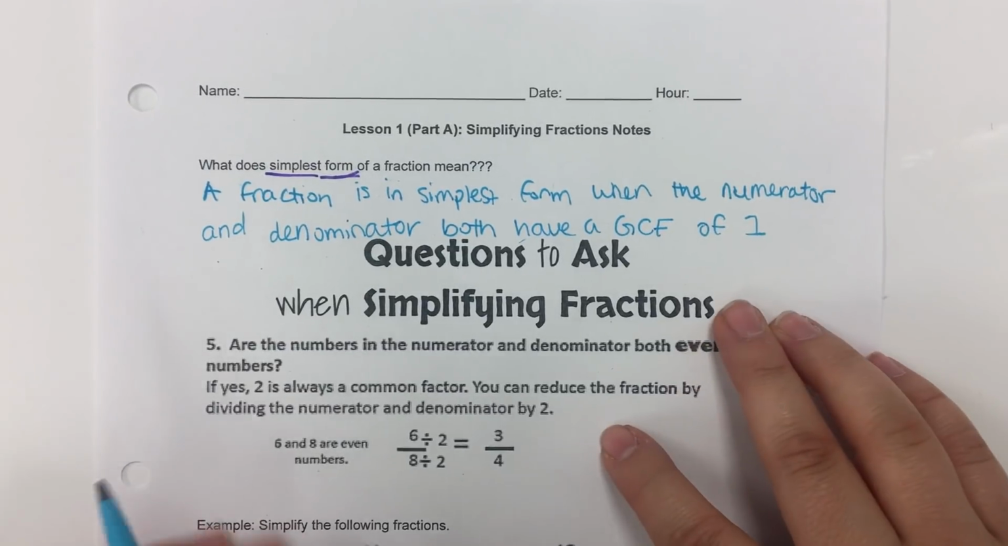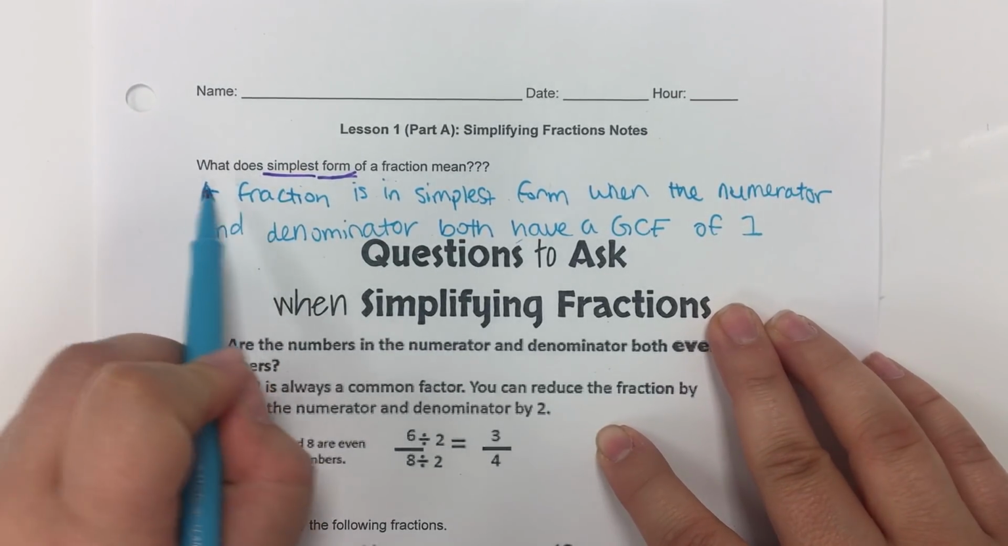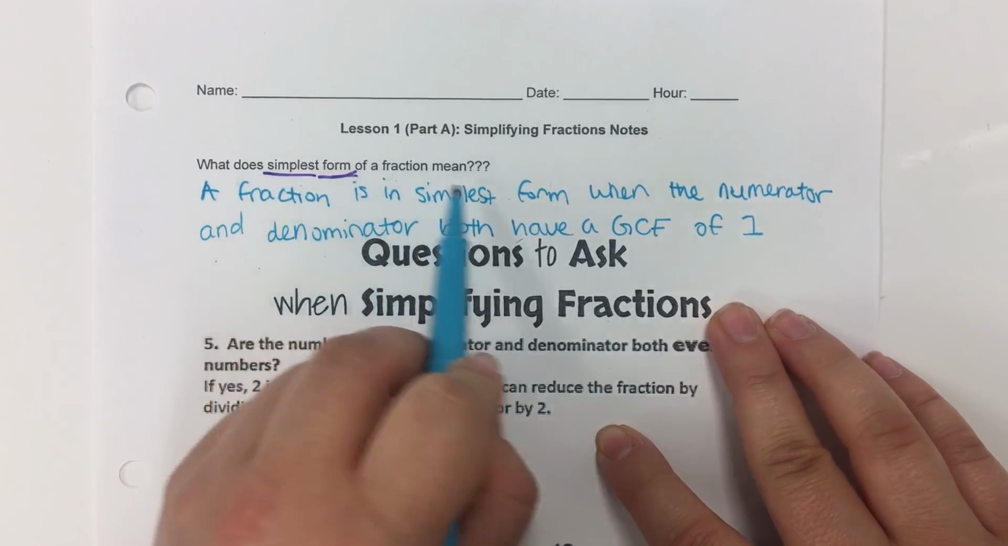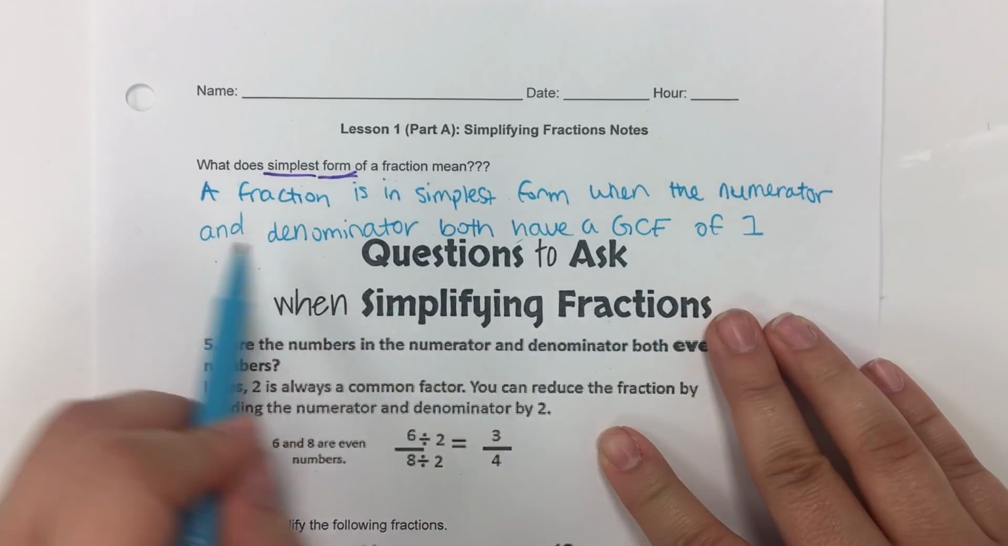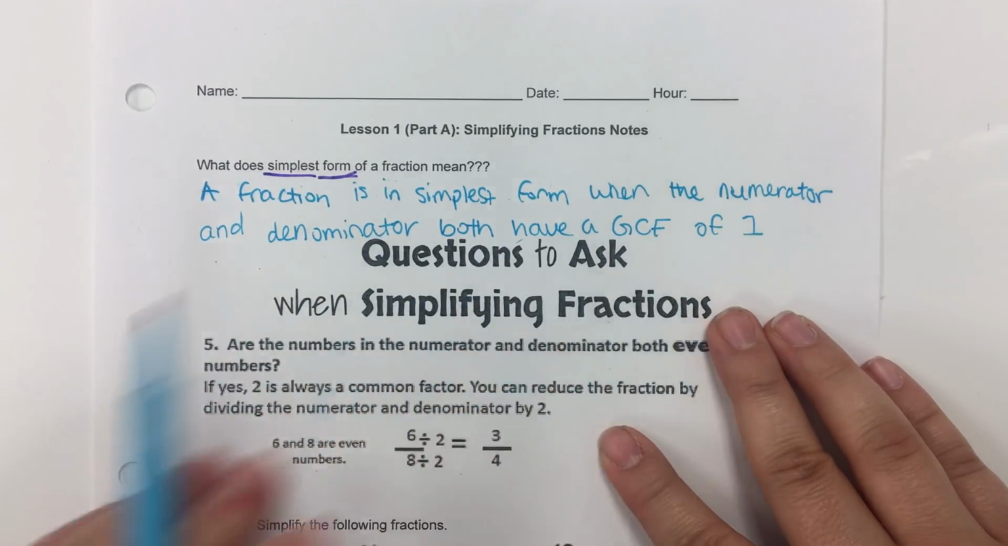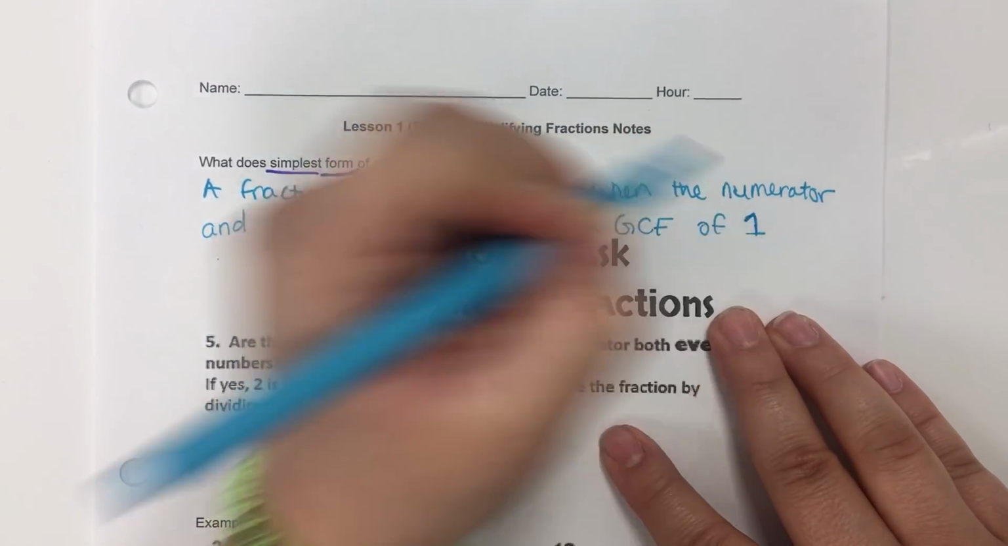All right, I'll reread that for you since my hand was covering it. What does simplest form of a fraction mean? Well, a fraction is in simplest form when the numerator and the denominator both have a GCF of 1.